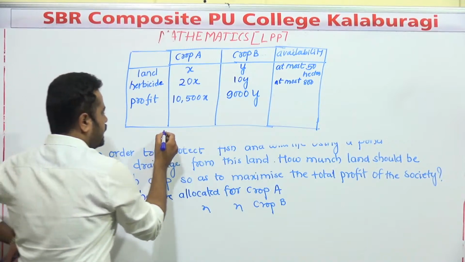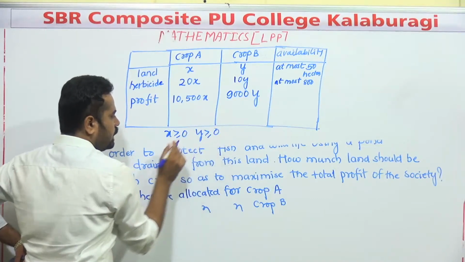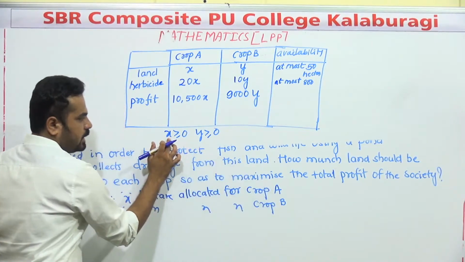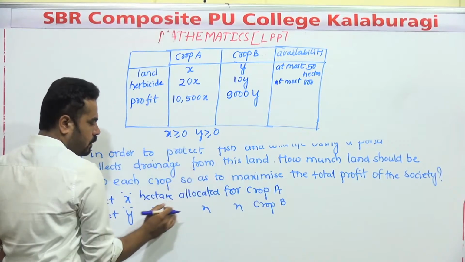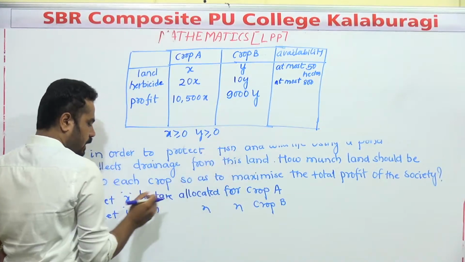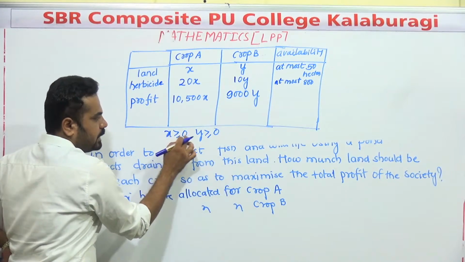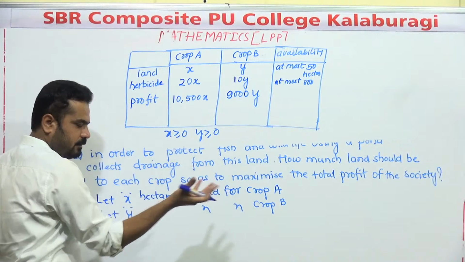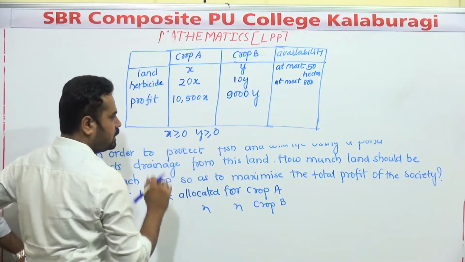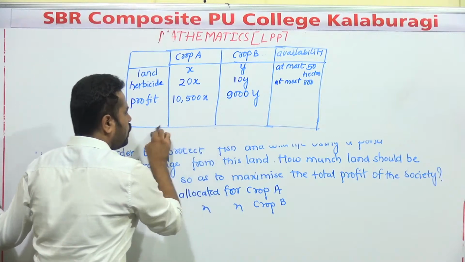And remember that x should be greater than or equal to 0 and y should be greater than or equal to 0. Why? If you are not using any land for crop A, then x is equal to 0. If you are not using any land for crop B, then y is equal to 0. If you are using land, it should be greater than 0. It cannot be negative. These are the non-negative constraints. They should be there.